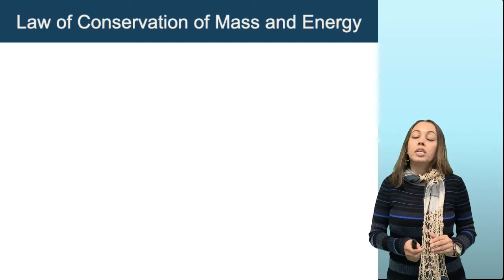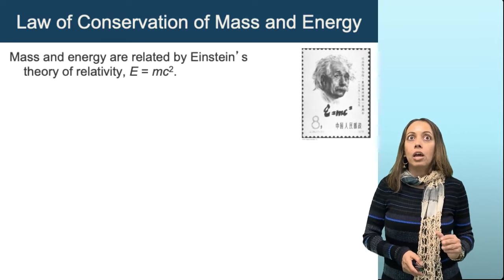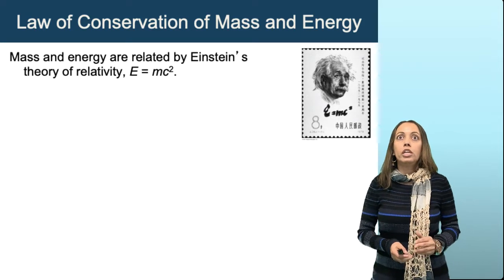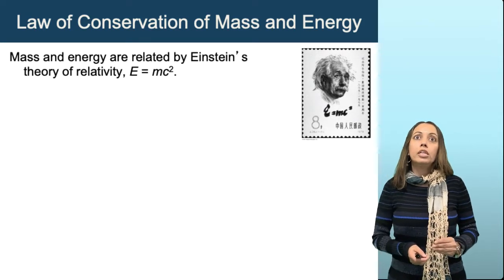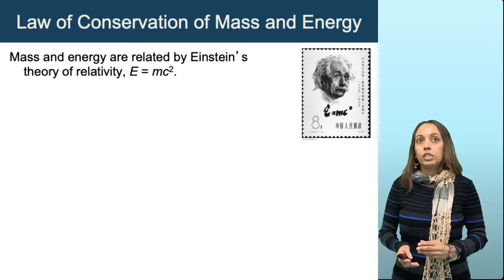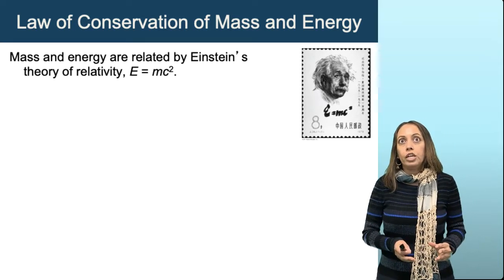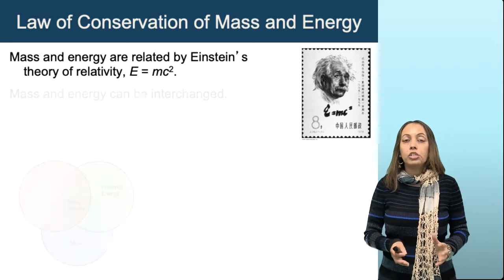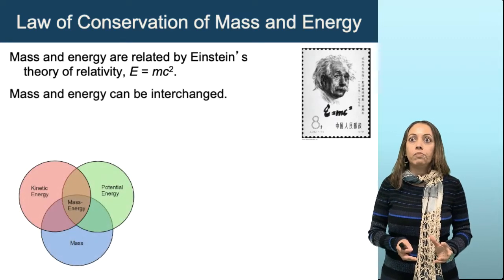This was formulated by Albert Einstein and given in the form of an equation called E equals mc squared, where E stands for energy, m stands for mass, and c stands for the speed of light. So here there's a relationship between E and m, which tells you that mass and energy can be interconverted.